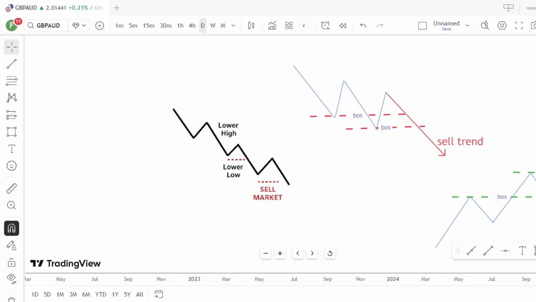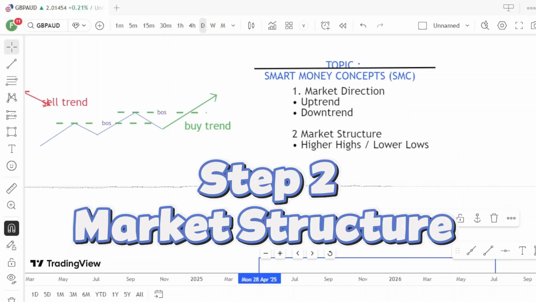That is market direction. No guessing, no complication. Mechanical rules. Price waving down, breaking lows to the downside, or waving up, breaking highs to the upside. And once direction is clear, everything else becomes easier. We'll move to step 2, which is market structure.